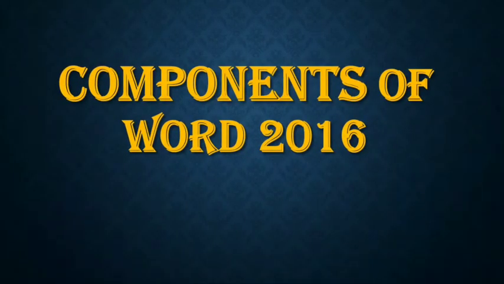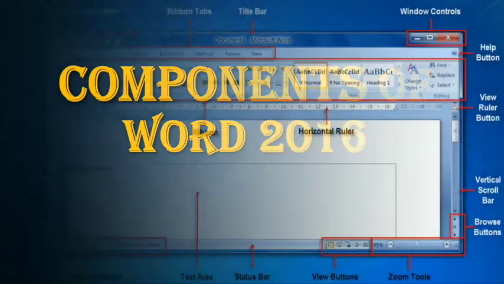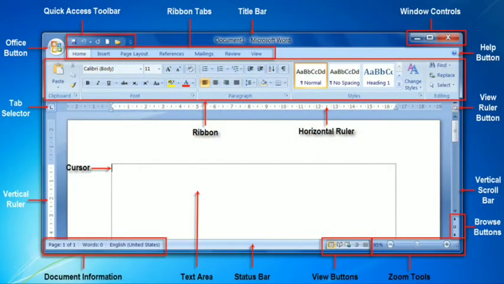Now we will move on to the components of Word 2016. It is also an important part because without knowing about the components, we cannot easily access MS Word. So this is the image of the components of MS Word. The first picture you saw when you started MS Word, this is the image.